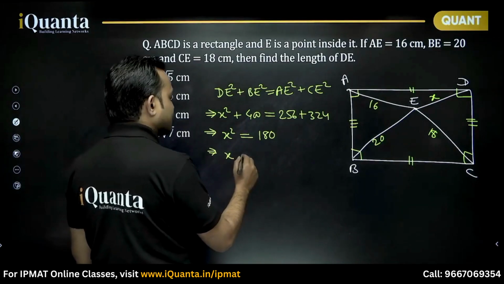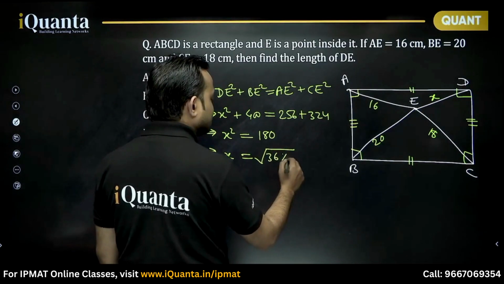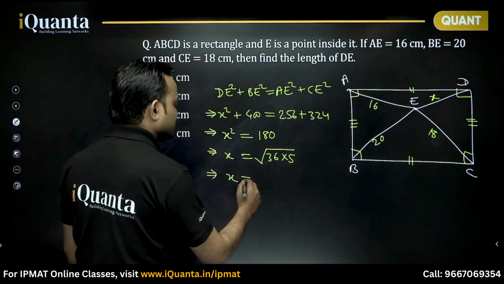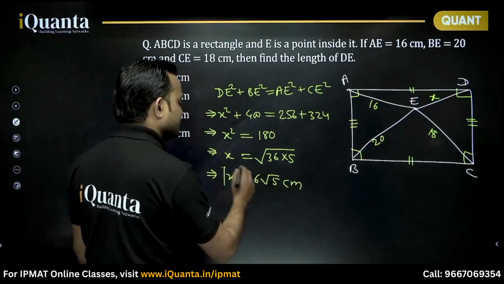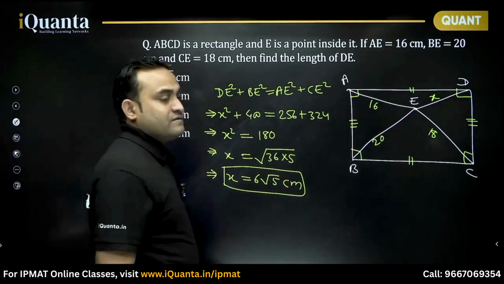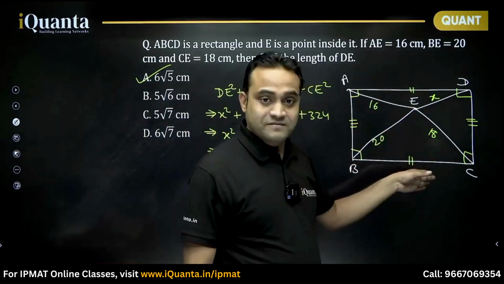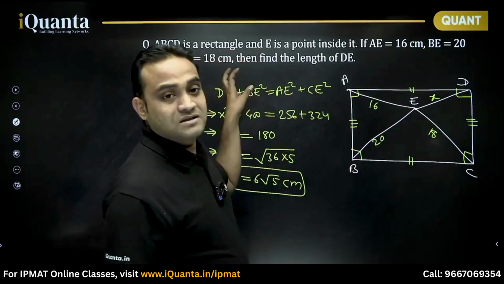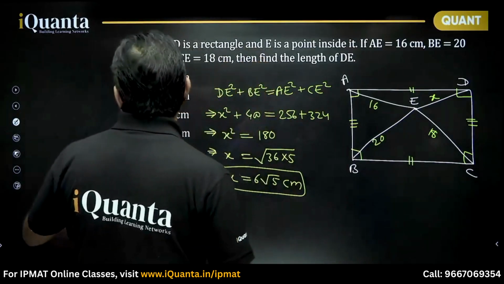Or we can say X will be equal to square root of 180, which can be written as 36 into 5. So X will be equal to 6 root 5 centimeter. And there you go. Now this British flag theorem is given by Pythagoras theorem and nothing else. If you join these lines, you can prove that this theorem is true just using the Pythagoras theorem, nothing else.